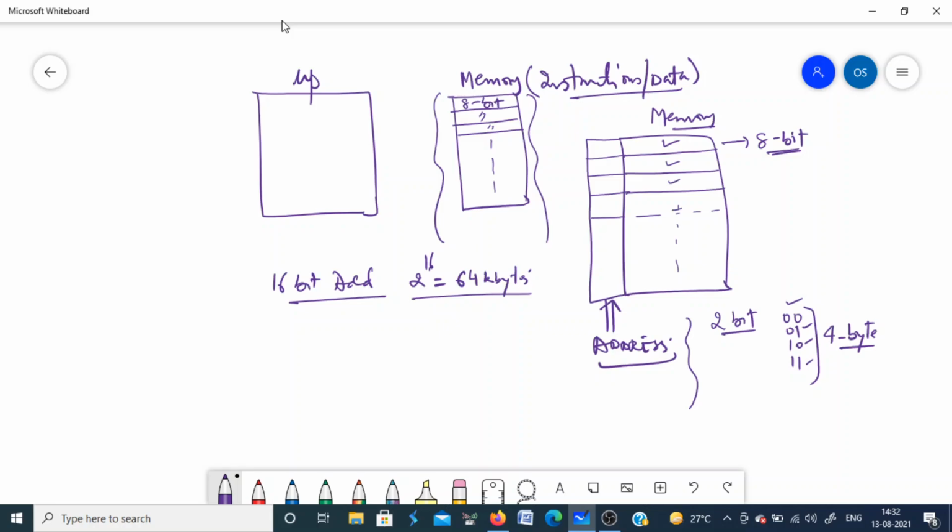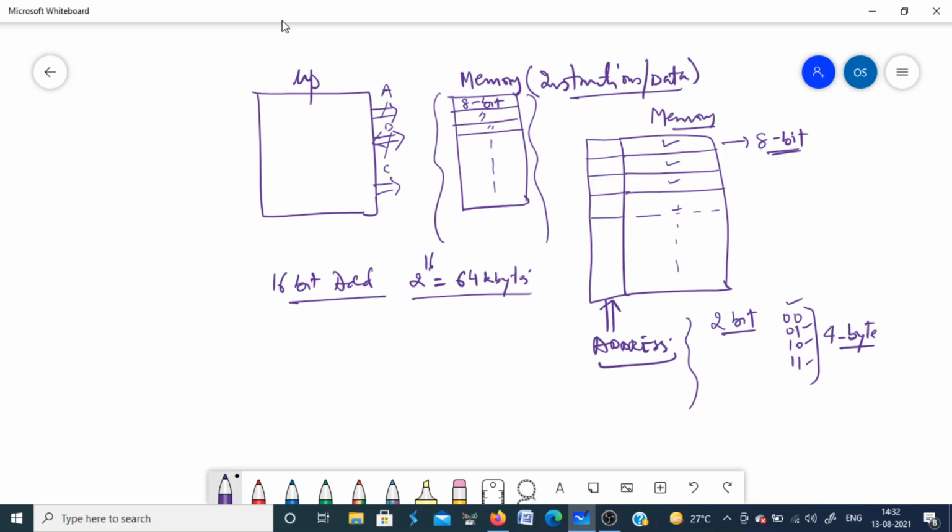And how is it done? For that, the microprocessor has, and we will come to this later also, three buses. One is the address bus, one is the data bus, which is a bidirectional bus, and one is the control bus, which is used to send control signals from the processor to the memory or other peripherals that are connected.